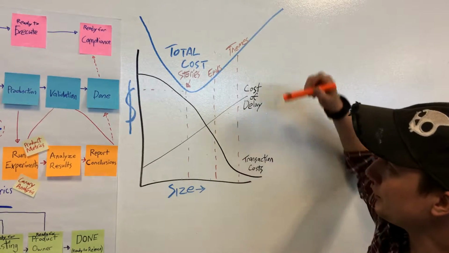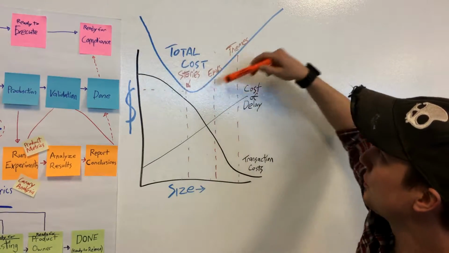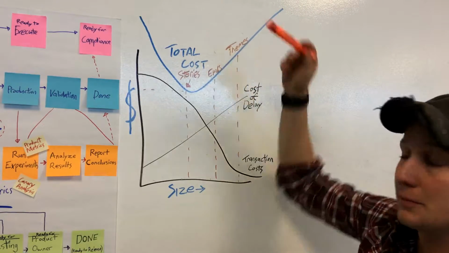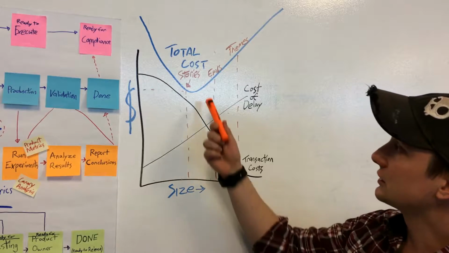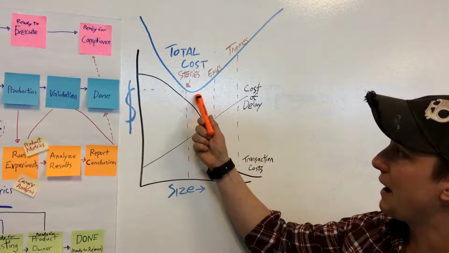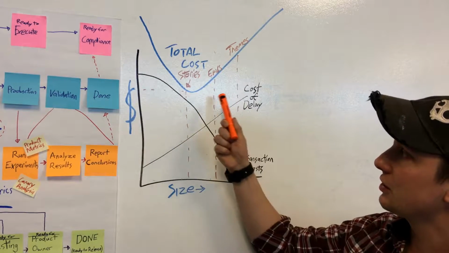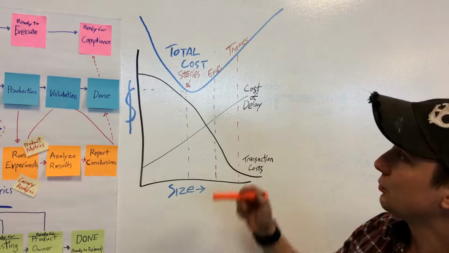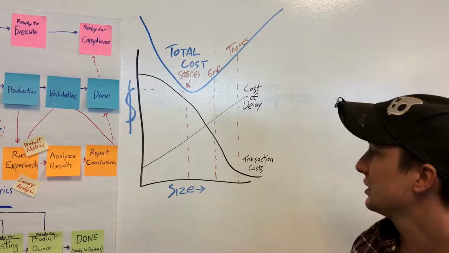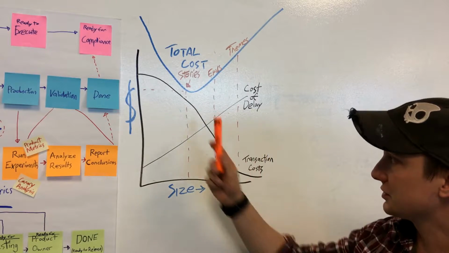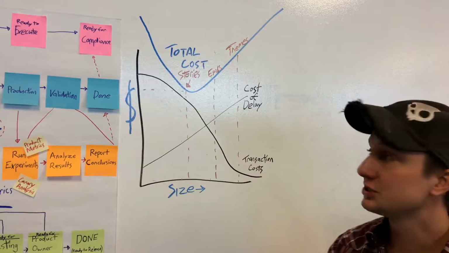Now, what you'll notice, the total cost curve, of course, has this U-curve optimization. And our Scrum process and our Kanban process are continuously attempting to drive back down the size of our build effort towards this flat bottom where things are cheapest in terms of both cost of delay and transaction costs.